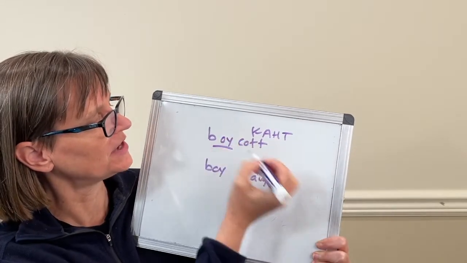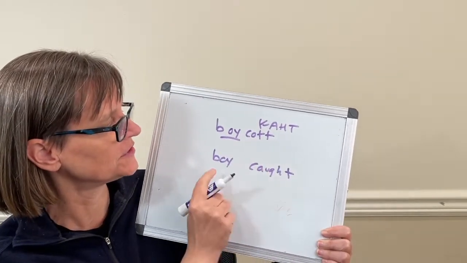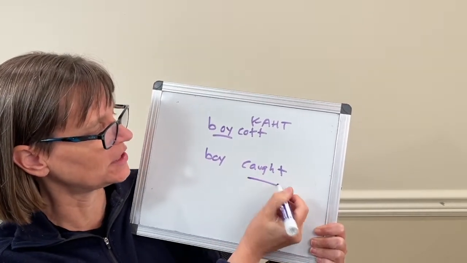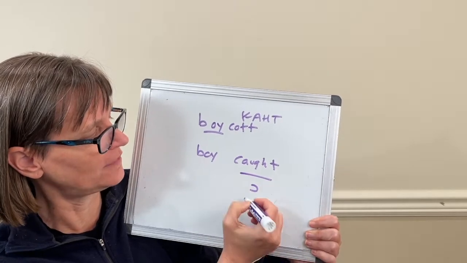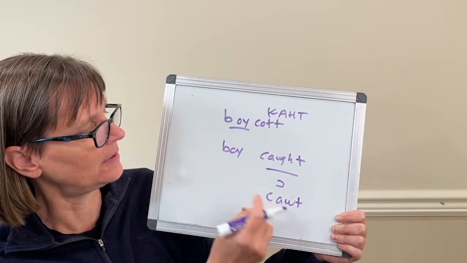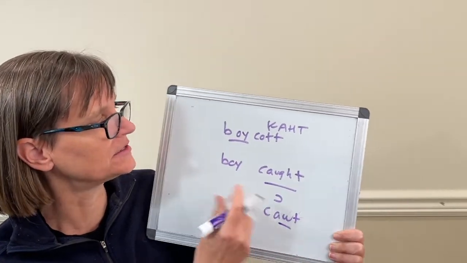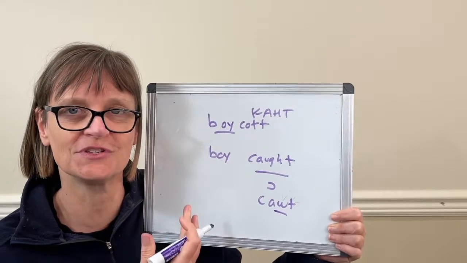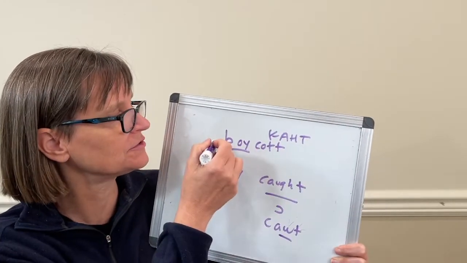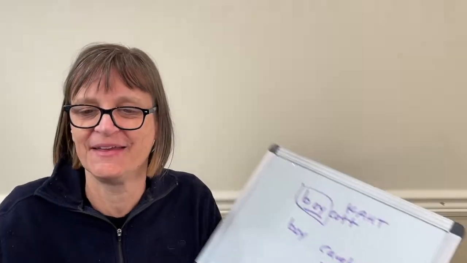It's also stressed on boy, boycott, versus a boy was caught would be stressed on caught, and that has the ah vowel, like caught. Or the boy caught a fish. So different vowel, and depending on the usage, different stress. Boycott, stressed on boy. Great. Okay.